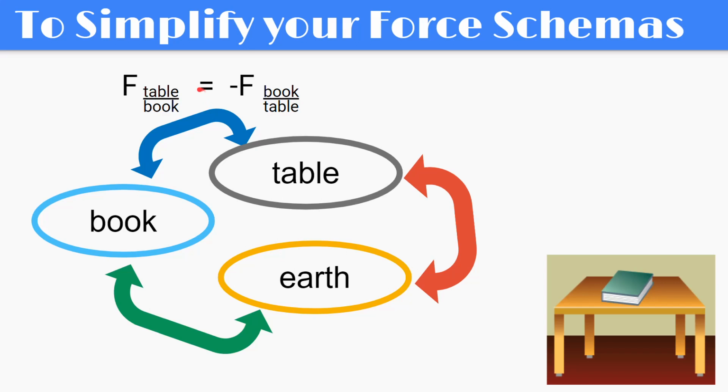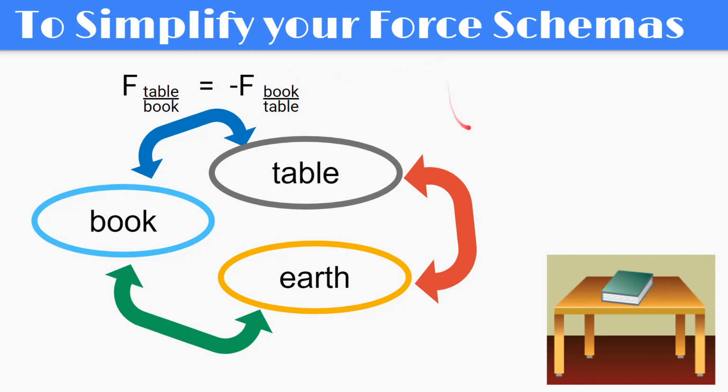And you'll notice that this one is an upward force. The force of the table is pushing up on the book. The force of the book is pushing down on the table. That's why the negative sign is here. I went ahead and defined up as my positive direction and down as my negative one. So I'm showing here that these forces are equal and opposite to each other.